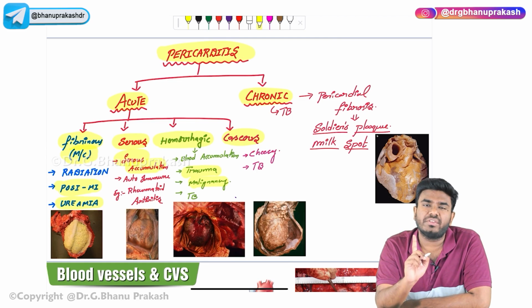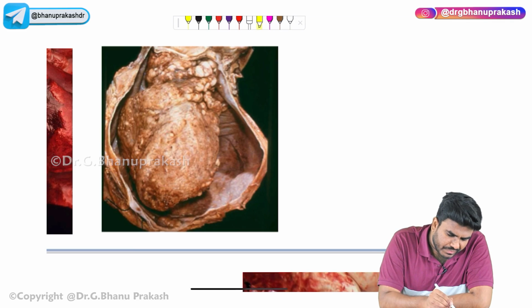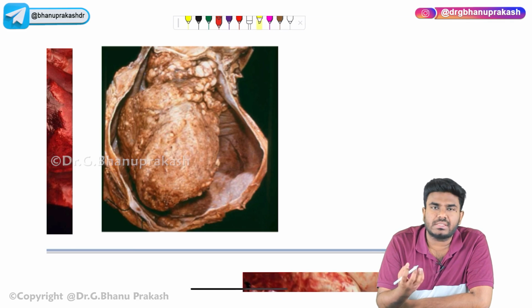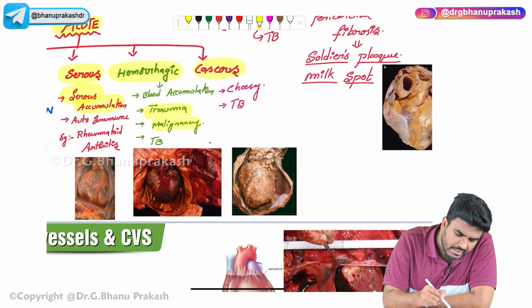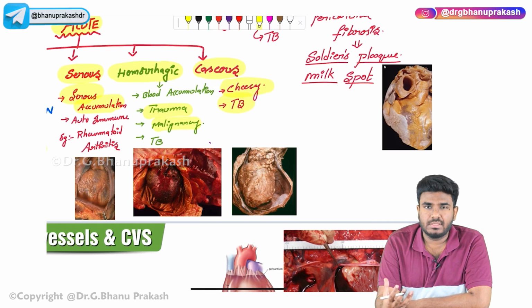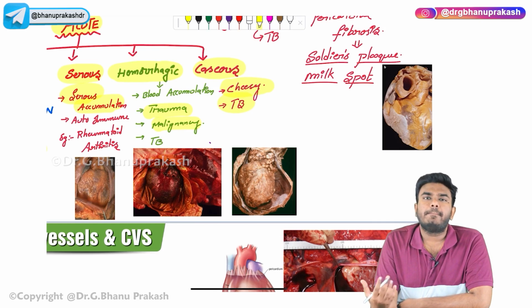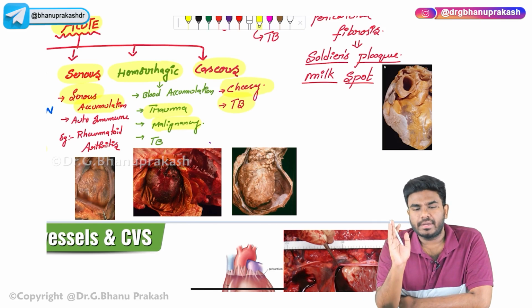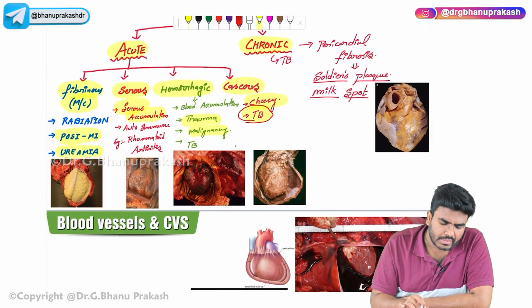But the very important point I want you to know is, look here, this is the pericarditis in which the pericardium is almost looking like a cheesy thing. This is called caseous pericarditis, which is seen in cases of TB. Cheesy appearance, which is seen in TB. In TB, other types of pericarditis can also be seen, but if they ask you, caseous pericarditis is seen in TB. That's one important MCQ I want you to know.